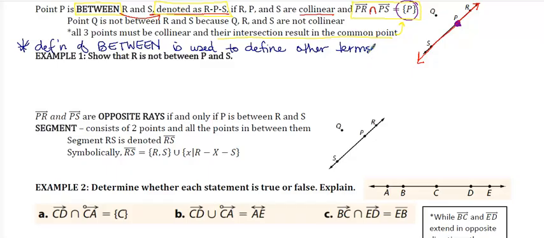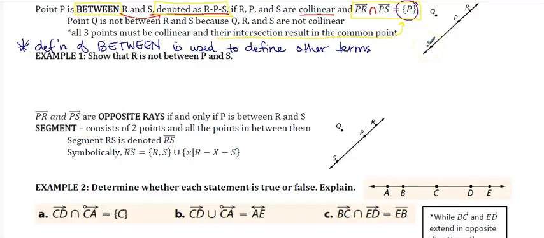Okay. So let's look at example 1. It says show that R is not between points P and S. Let me again erase this. You could draw another line. I have the ability to erase, so it's kind of nice. So show that R is not between P and S. Well, clearly it is not, right? R is up here, P is down here, S is down here. So it clearly is not.